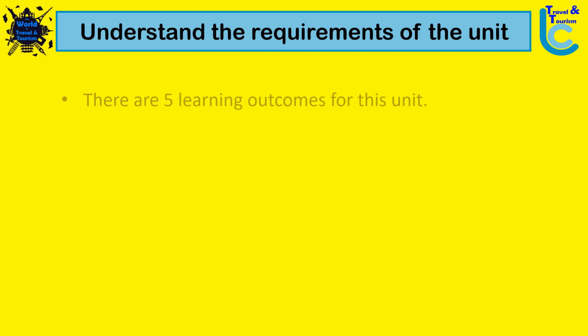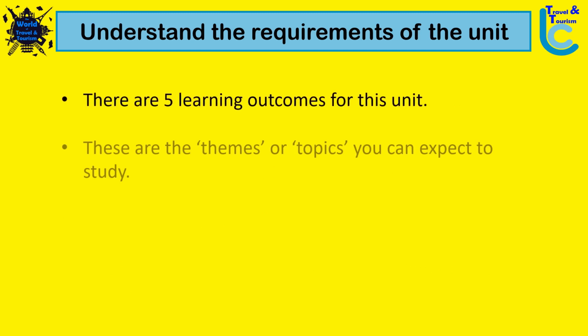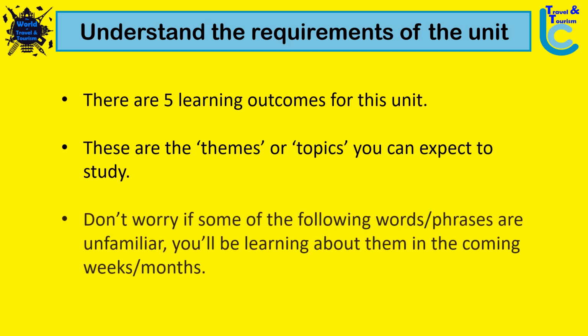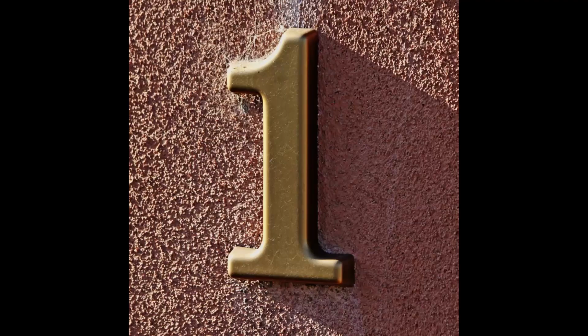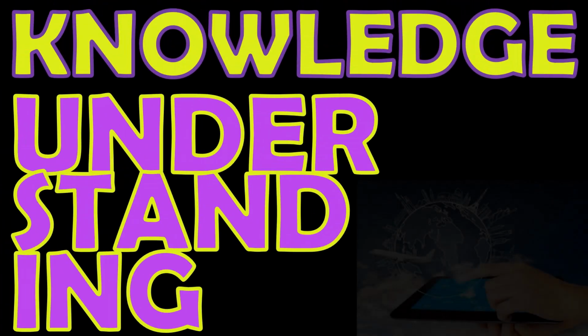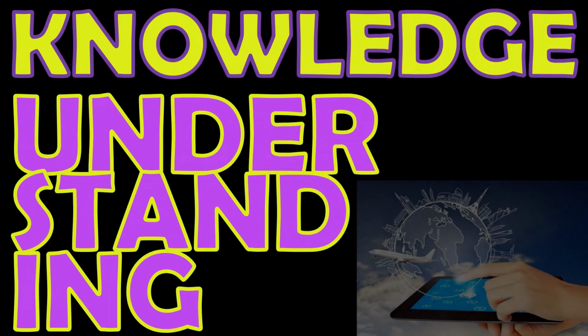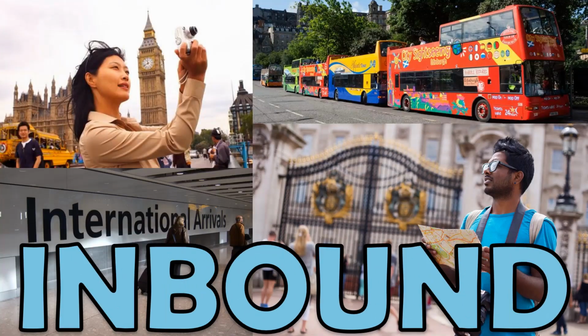There are 5 learning outcomes for this unit. These are the themes or topics you can expect to study. Don't worry if some of the following words or phrases are unfamiliar, you'll be learning about them in the coming weeks and months. Learning Outcome 1. Demonstrate knowledge and understanding of the travel and tourism industry, types of tourism, and organisations involved.